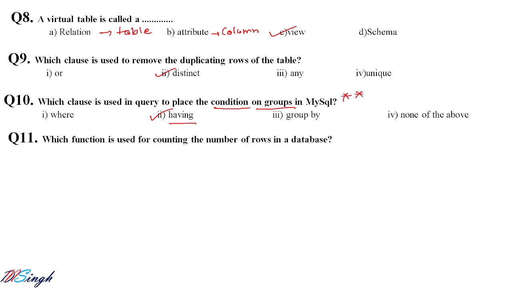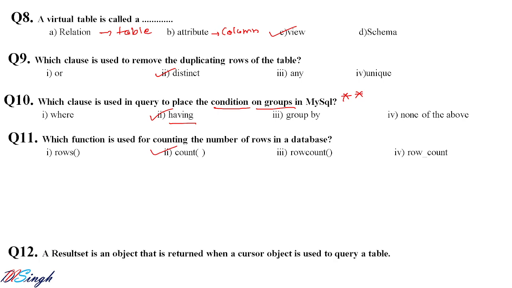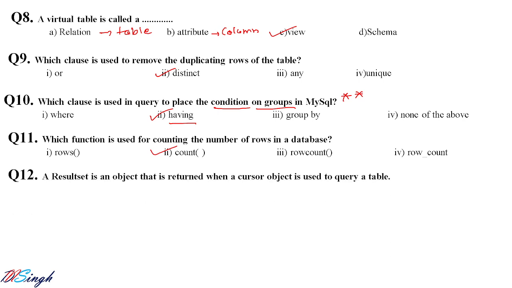Which function is used for counting the number of rows in a database? Count function is used to count the number of rows in a database. Next, a result set is an object that is returned when cursor object is used to query a table. Correct? This is true. Result set is an object which is returned when cursor object is used to query a table.